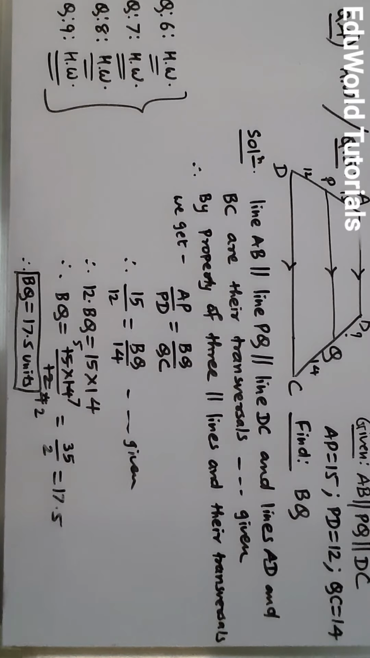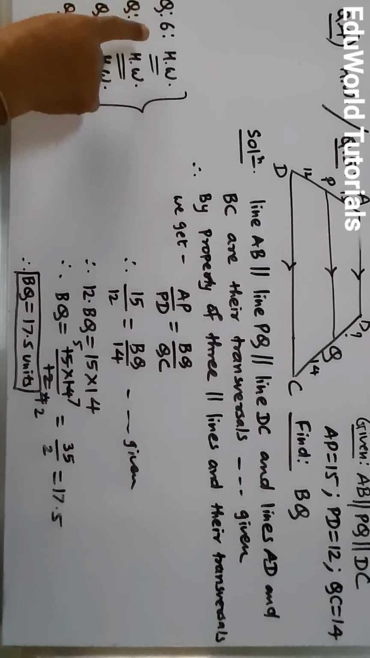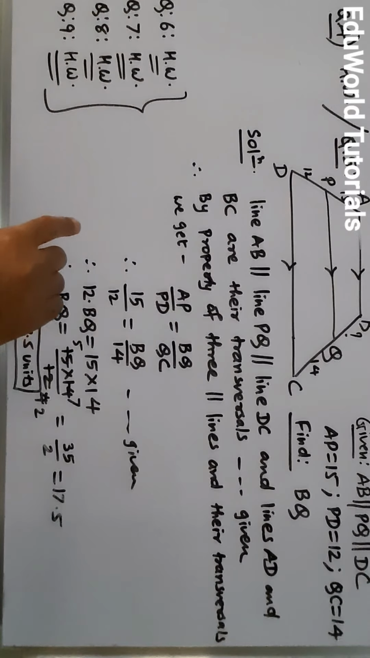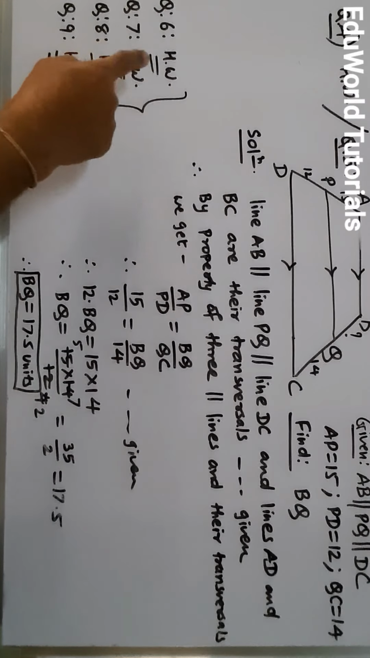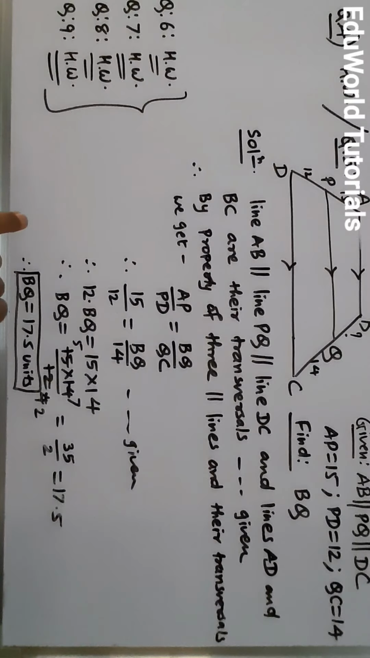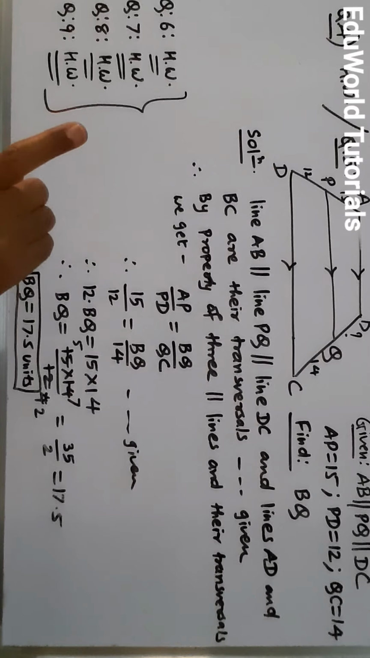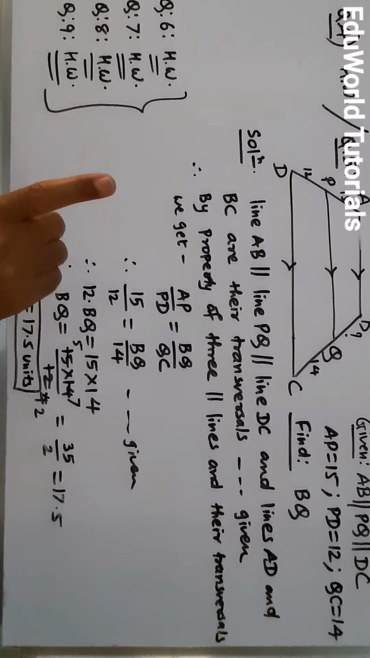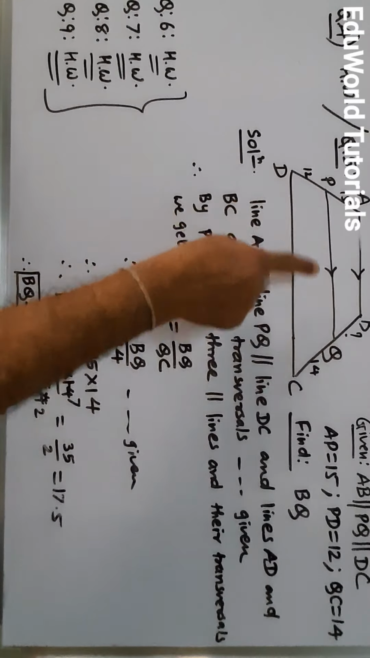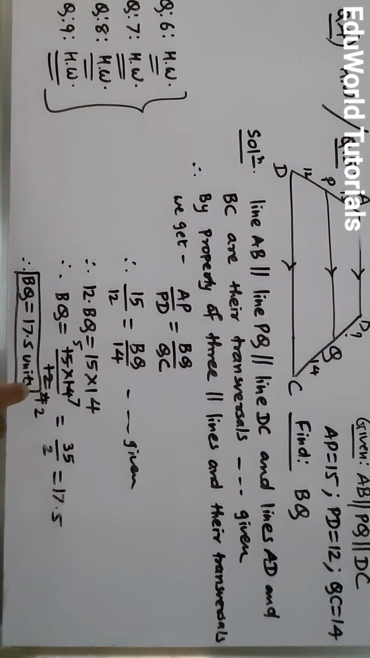In the last class, as you are seeing on the board, sum number 6, 7, 8 and 9 were given as homework. I think you could have done these sums easily because all these sums are based on the two properties that we have studied in the last lecture. Property 1, the property of an angle bisector of a triangle. Property 2, the property of three parallel lines and their transversals.